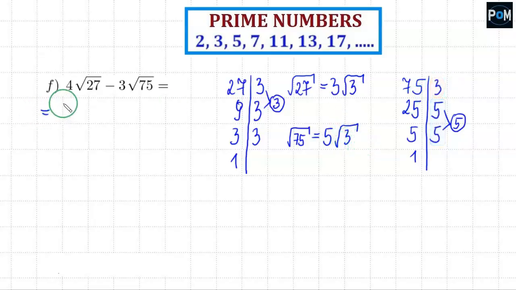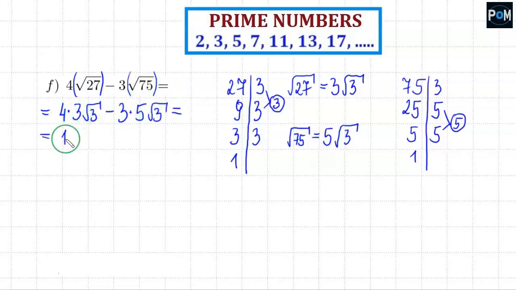Then I get 4. We already know that here we have multiplication, and instead of the square root of 27, I give 3 square roots of 3. Then it's subtract 3, and instead of the square root of 75, I put 5 square roots of 3, and here is multiplication. I can then multiply 4 and 3, which gives me 12 square roots of 3. And here, 3 multiplied by 5 gives me 15 square roots of 3.